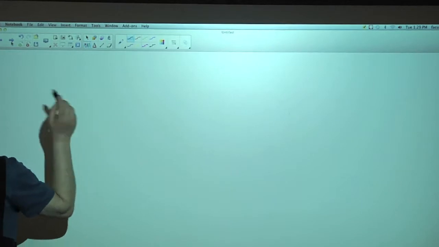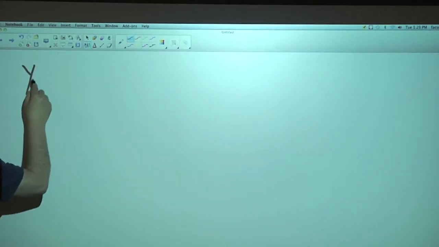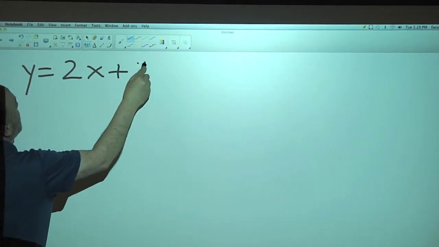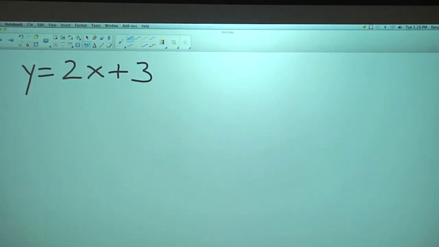Okay? So let's start with something easy. y equals 2x plus 3. Right? Straightforward, right? That's an equation of a what? Straight line. Right? That's a straight line equation. Okay, remember from back in algebra class, mx plus b? Right? Linear equation, right? And it would be a function, right?